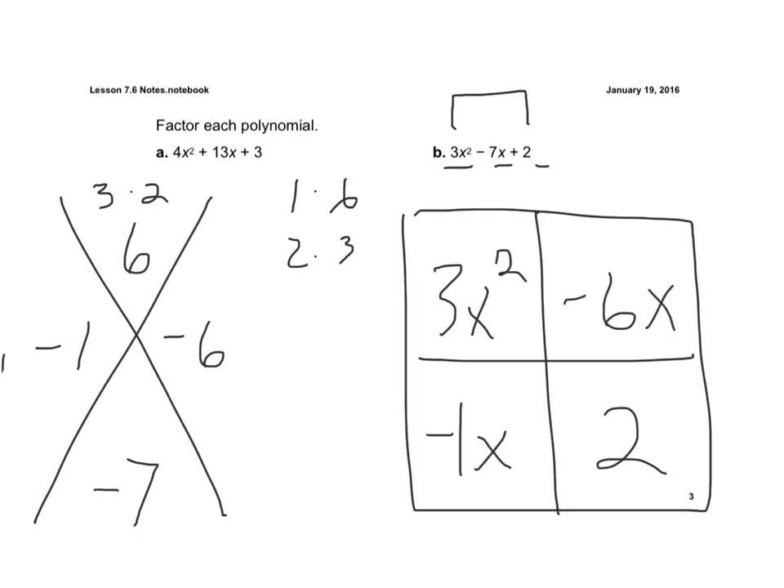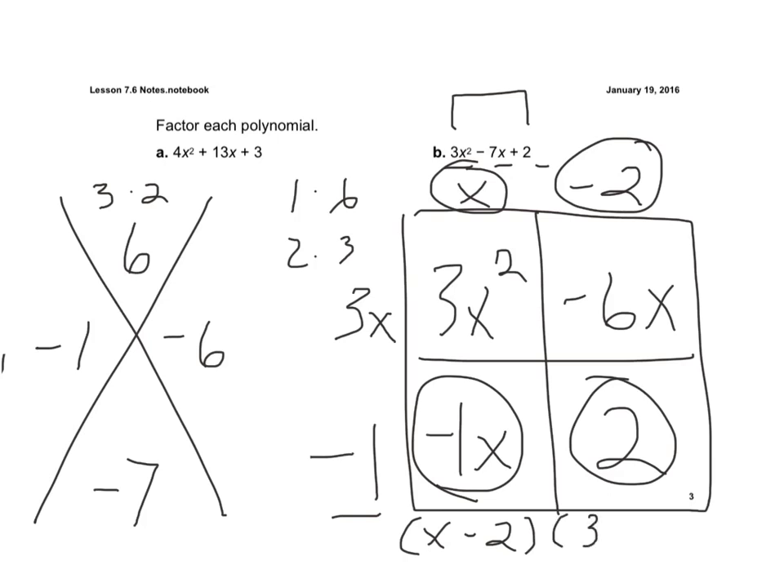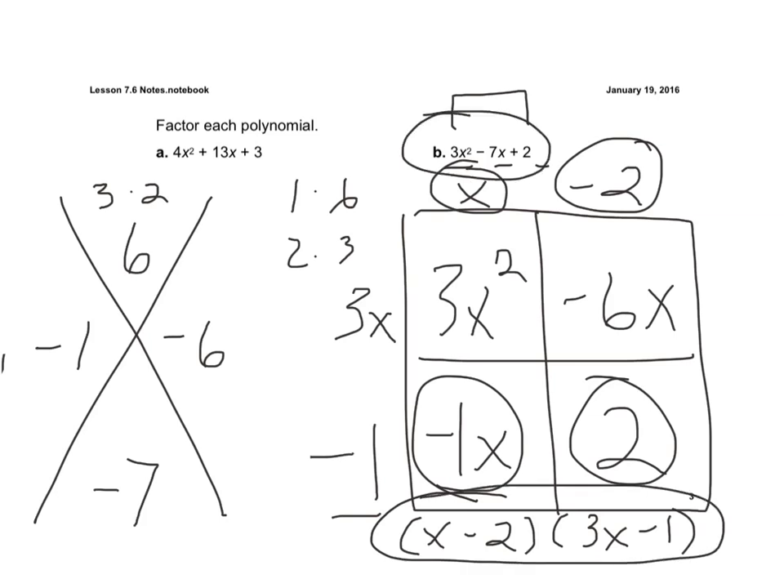So again, here in this first row, 3x is common in both terms. So if I factor that out, I'm left with an x and a minus 2. And now, what times x gives me a negative 1x would be a negative 1. And now if I check, negative 1 times negative 2 is a positive 2. So now I'm done. So across the top, I have x minus 2. And down the side, I have 3x minus 1. And again, these are the two binomials that multiply together to equal that quadratic trinomial.